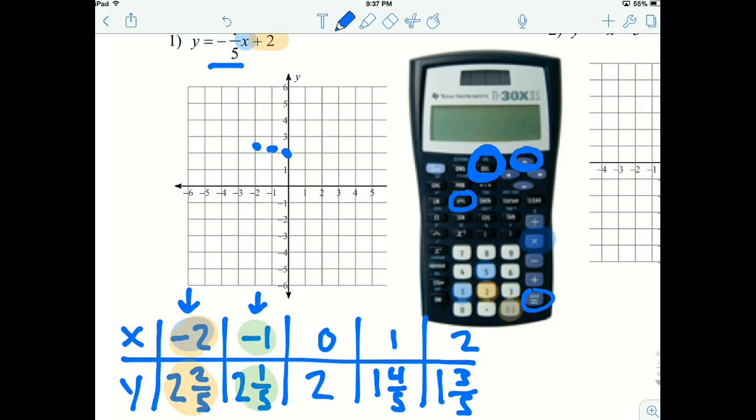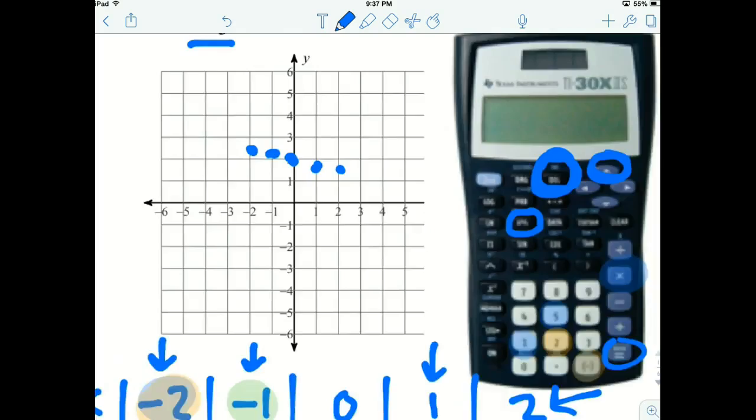And then I'm going to go over positive 1 and up 1 4/5, so pretty close to 2, but a little under. And then finally, last one, I'm going to go over 2 to the right, x is 2, and up 1 3/5, so about 1.5. And those are the points that I drew on my line.